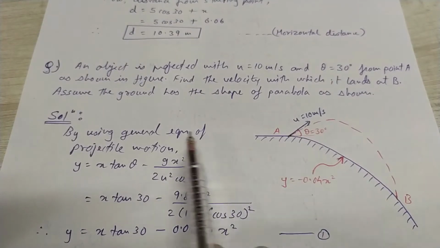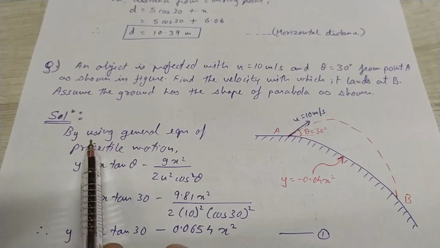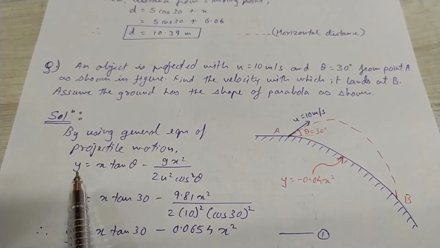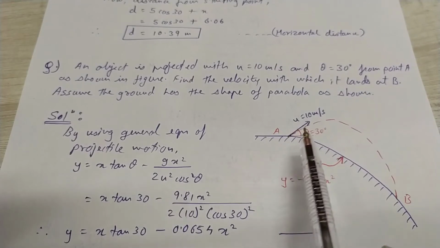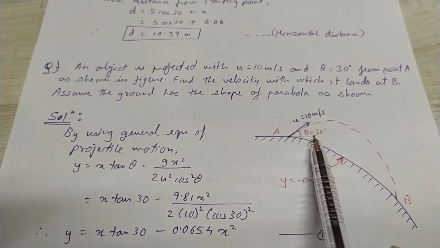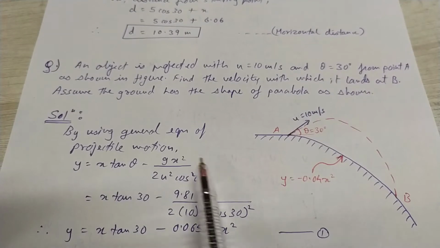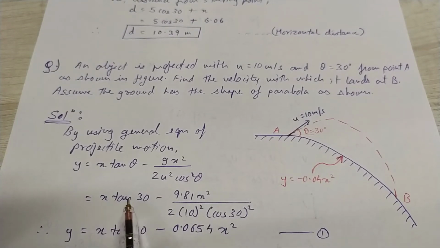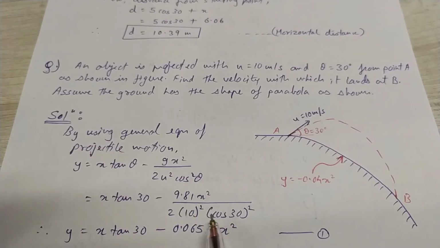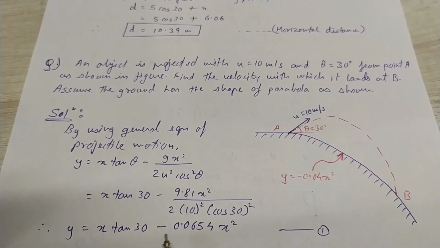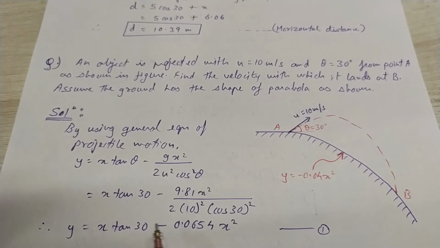Okay, now let us have a look at the general equation of projectile motion, that is y equal to x tan theta minus g x square upon 2u square cos square theta. Now in this we know u, we know theta, so substituting these two values we get y equal to x tan 30 minus 9.81 x square upon 2 into 10 square into cos 30 square. So this gives one equation.